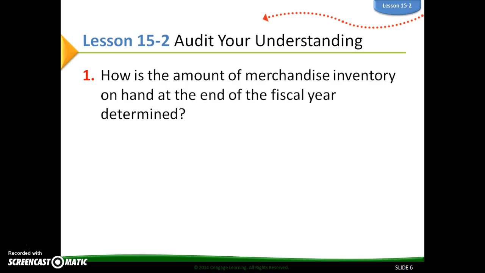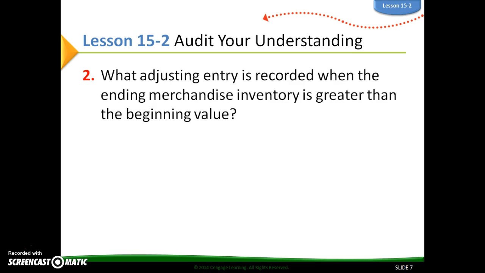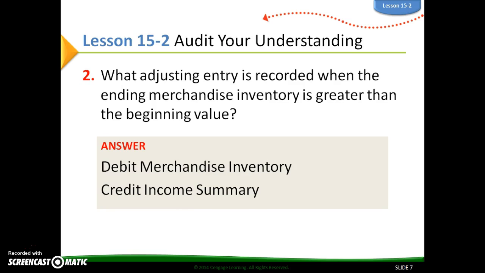How is the amount of merchandise inventory on hand at the end of the fiscal year determined? What do you have to do? You have to do a physical inventory. I don't know if any of you ever had jobs where you had to go and count inventory at the end of the year, but it really stinks. If you ever have that kind of job, I'm sorry for you because it's not very fun. Question number 2: what adjusting entry is recorded when the ending merchandise inventory is greater than the beginning value? We would be debiting merchandise inventory and crediting income summary.